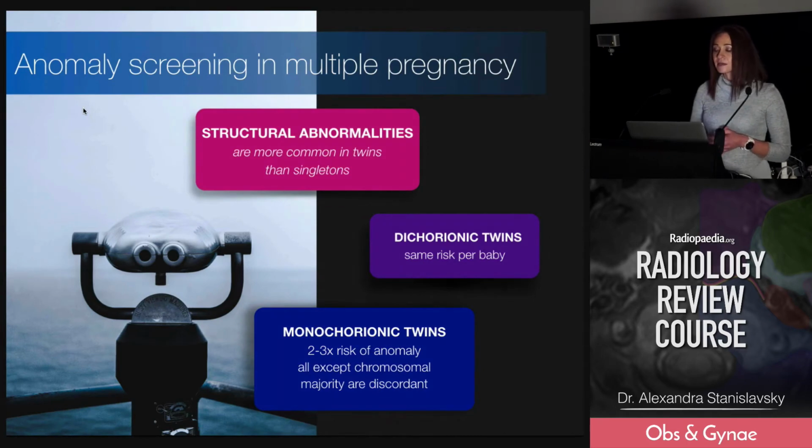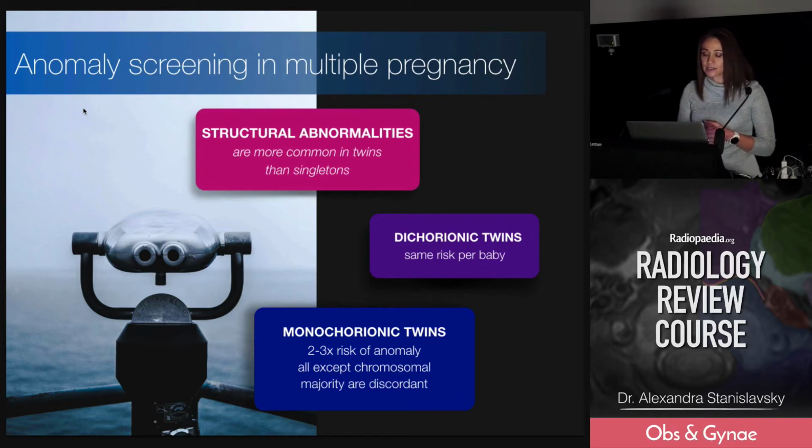In fact, structural anomalies are more common in twins than they are in singletons. Now, in a dichorionic scenario, the risk per baby is essentially the same, but you might argue that because you've got two babies, the pregnancy may have a slightly larger risk. But interestingly, monochorionic twins are in the order of 2 to 3 times more likely to have an anomaly, and that applies to all body systems: cardiac, neurological, genitourinary, and so on, except not chromosomal. So they're not more likely to have trisomy 21, but they're more likely to have an abnormality.